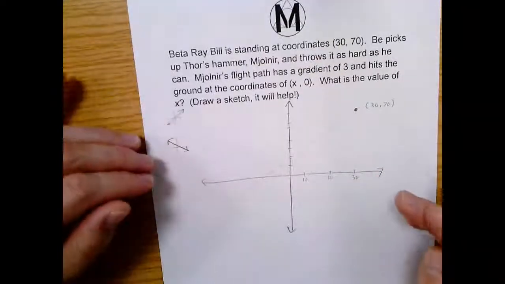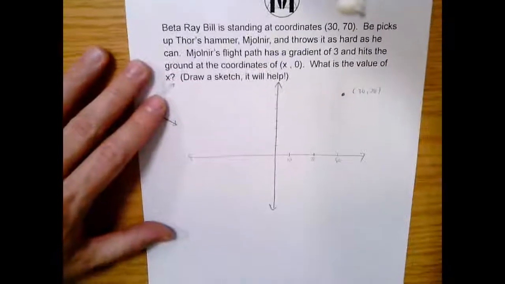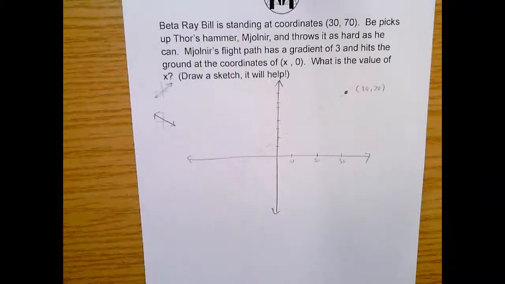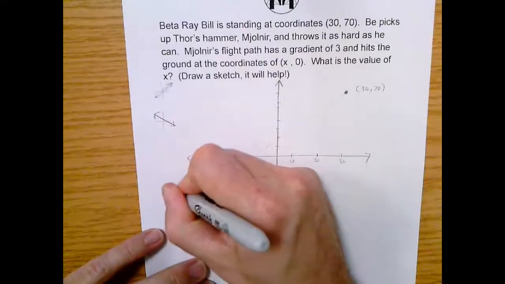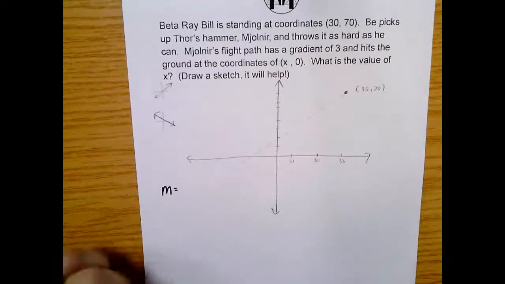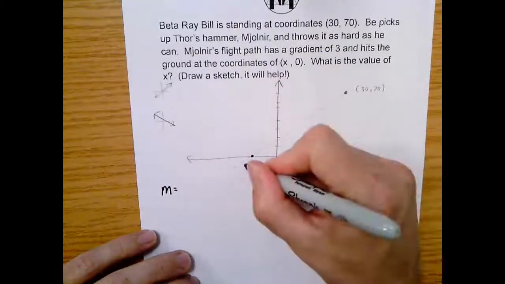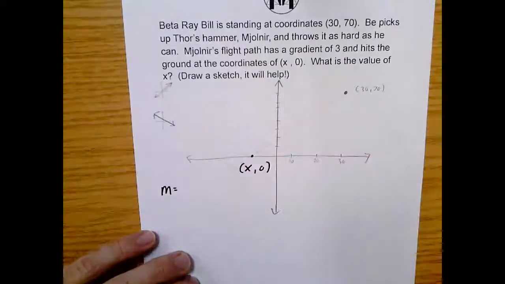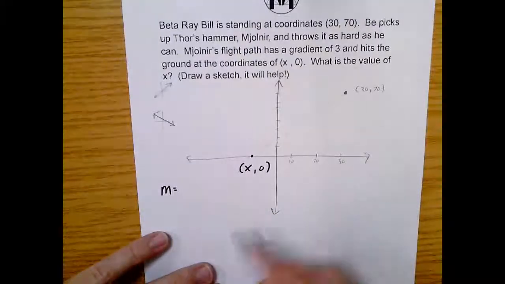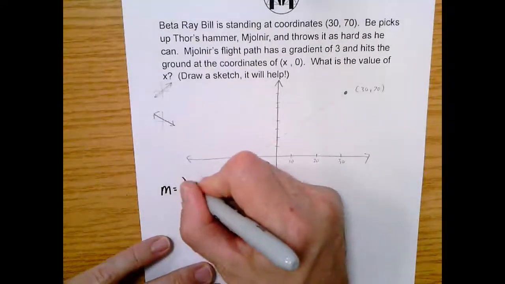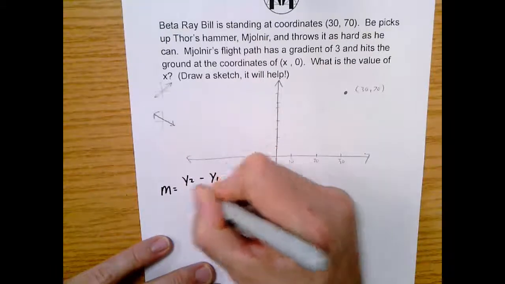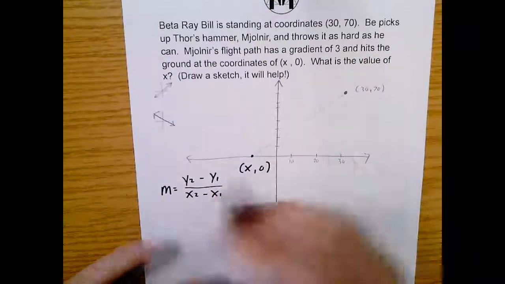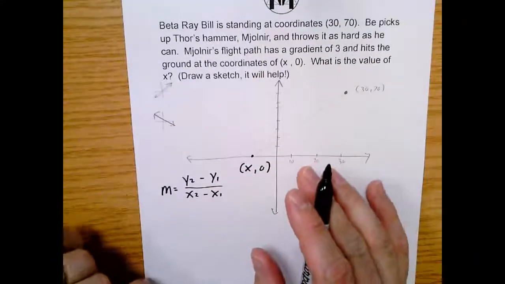So we are going to be using the slope formula. I'm going to come down a little bit here. We know this point here is x, and we don't know if it's positive or negative, but we do know y is 0. So we know that our slope is y sub 2 minus y sub 1, divided by x sub 2 minus x sub 1. Really all we have to do is fill in the information that we know, and we should be able to go from there.